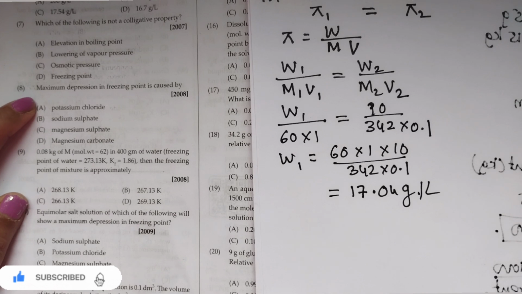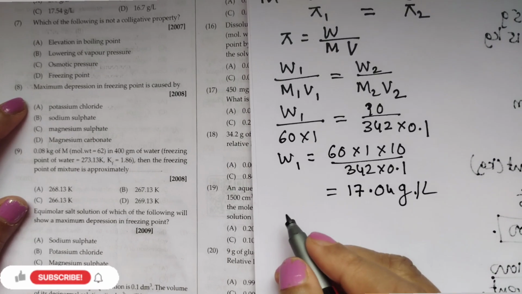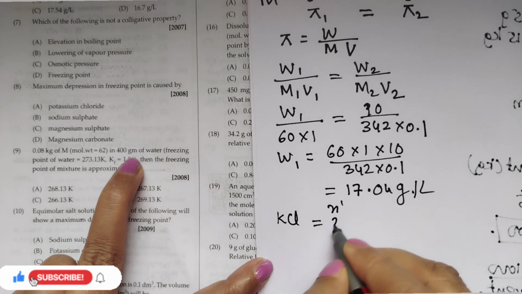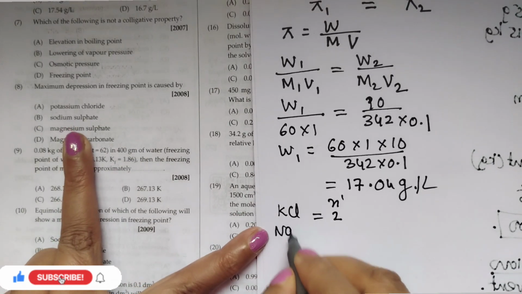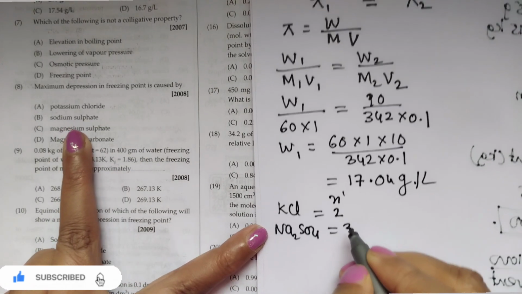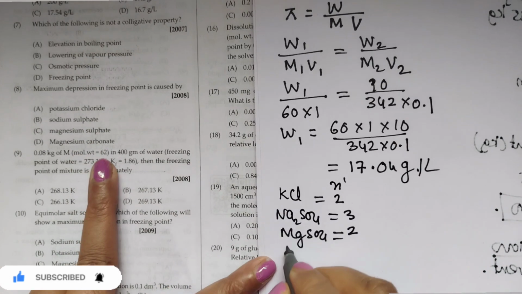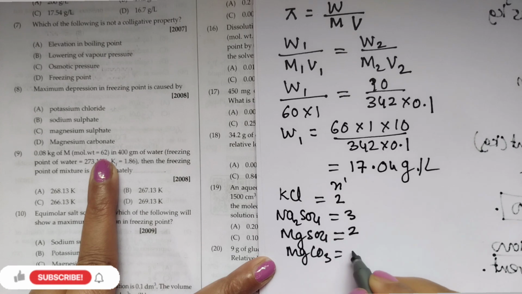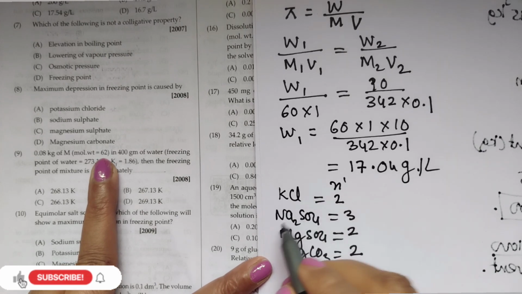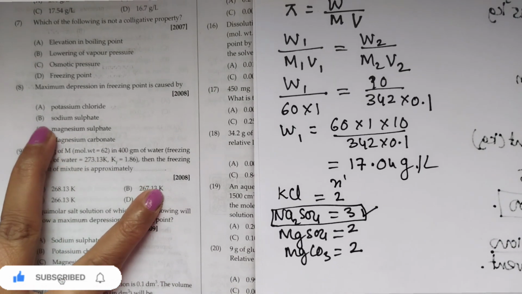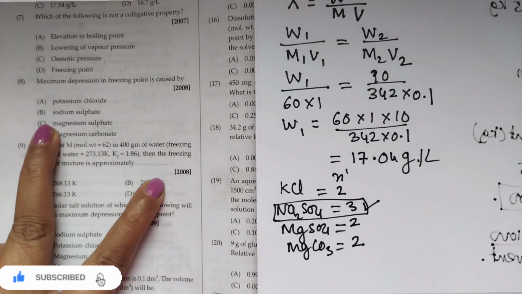Maximum depression in freezing point is caused by, you have to calculate by taking help of the number of ions formed. Now here, if I see potassium chloride, the n dash value will be 2. For sodium sulfate, that is Na2SO4, it is 3. Magnesium sulfate, MgSO4, it is 2. And for magnesium carbonate, n dash is equal to 2. As the n dash factor is more for sodium sulfate, the answer here is the second option.